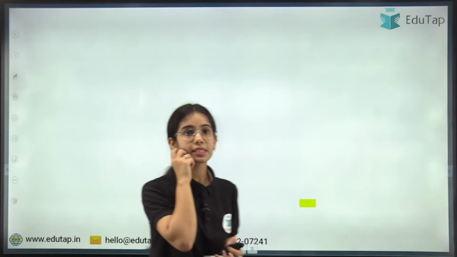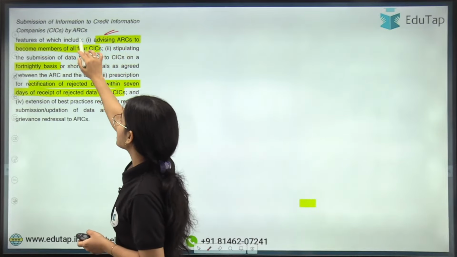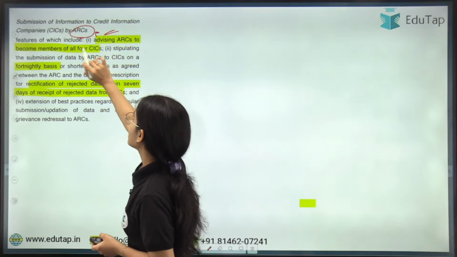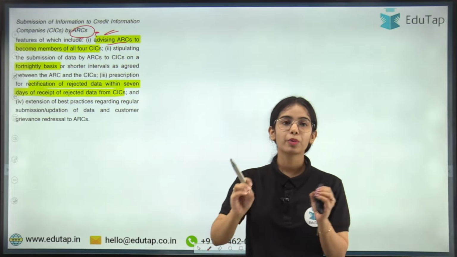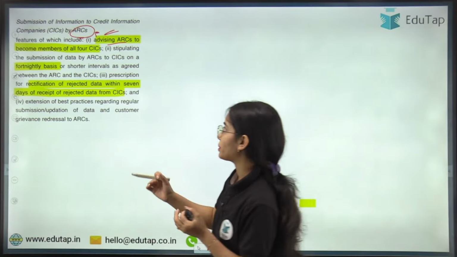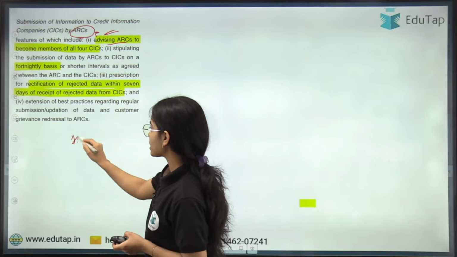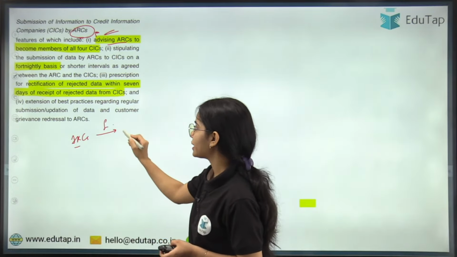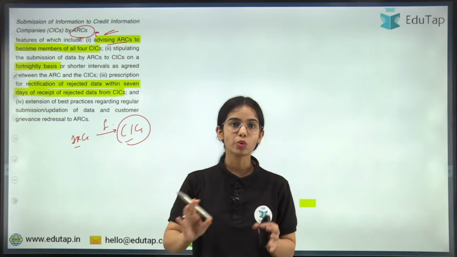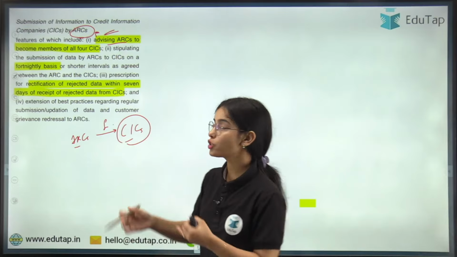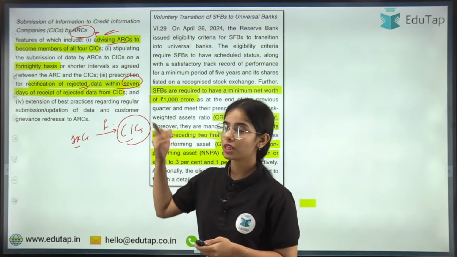Okay, next is the submission of information to credit information companies by asset reconstruction companies. All the asset reconstruction companies were advised to become members of all the credit information companies. They should give fortnightly data to the credit information companies, and in case the credit information companies find some problem in the data, rectification of the rejected data has to happen within 7 days of receipt of the rejected data.